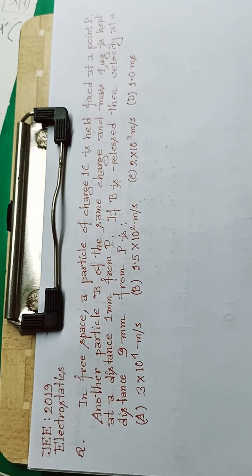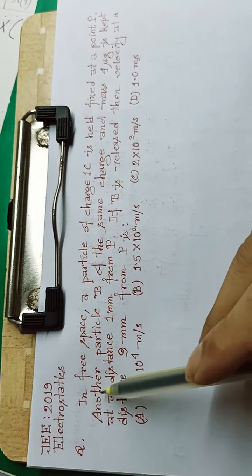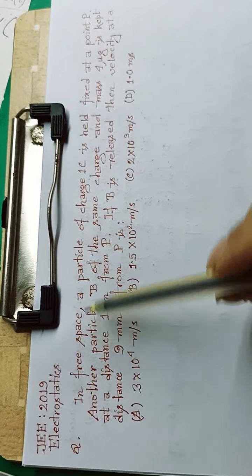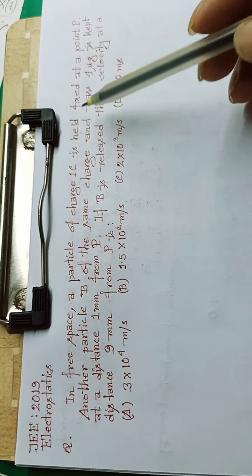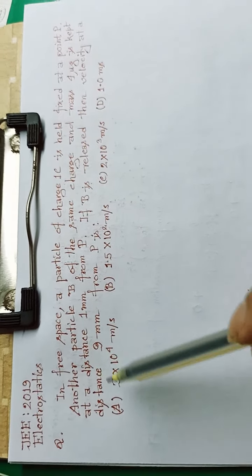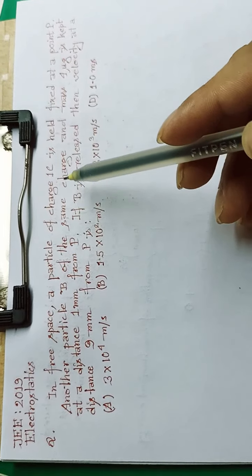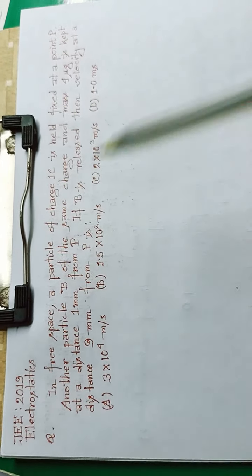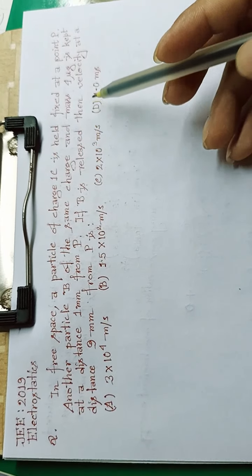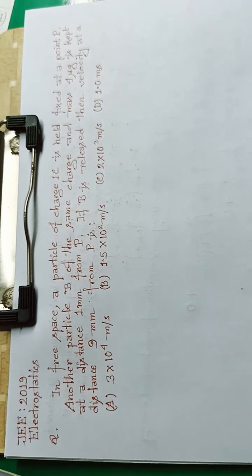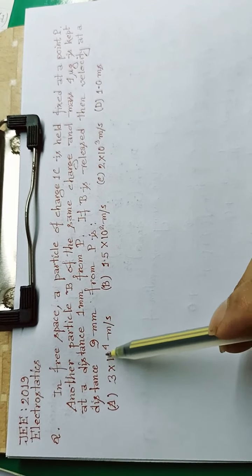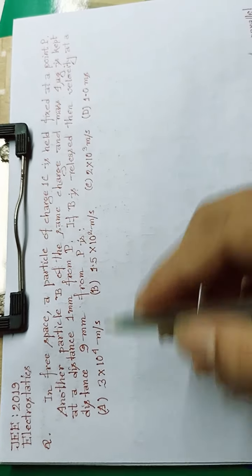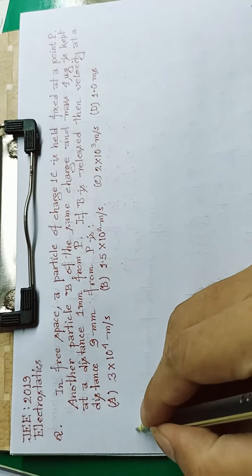This question from JEE 2019 is from electrostatics. In this question, it is given that in free space a particle of charge 1 coulomb is held fixed at a point P. Another particle V of the same charge and mass 4 microgram is kept at a distance 1 mm from P. If V is released, then the velocity at a distance 9 mm from P will be equal to... 4 options are given. Now let's solve this question.